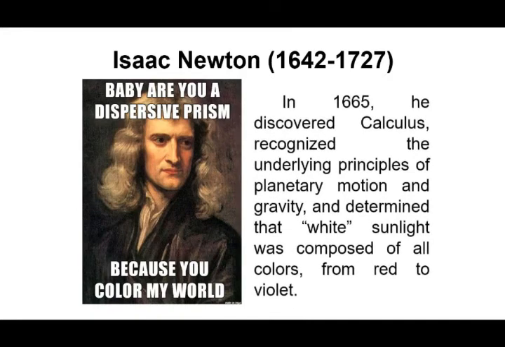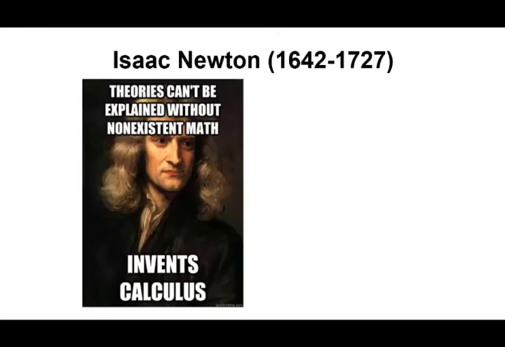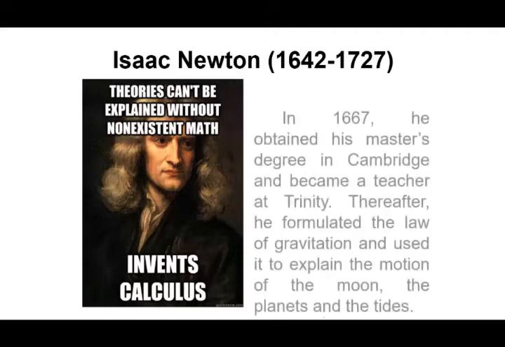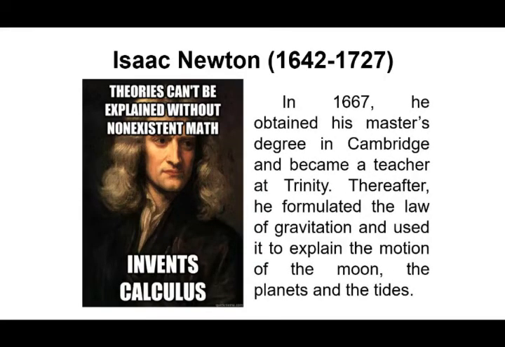So in 1665, he discovered calculus, recognized the underlying principles of planetary motion and gravity, and determined that white sunlight was composed of all colors from red to violet. In 1667, he obtained his master's degree in Cambridge and became a teacher at Trinity. Thereafter, he formulated the law of gravitation and used it to explain the motion of the moon, the planets, and the tides.